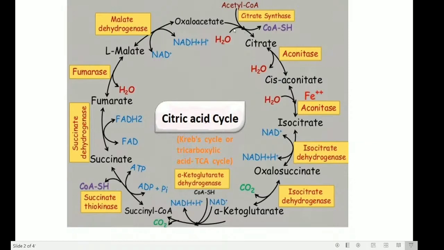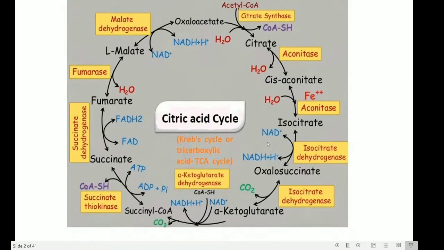During this enzyme reaction, acetyl CoA is converted into acetyl CoA-SH, that is a thio compound. Then this citrate is converted into cis-aconitate. This conversion is done with the aconitase enzyme. This aconitate is converted into isocitrate. This isocitrate conversion happens with aconitase, with the addition of an iron compound.